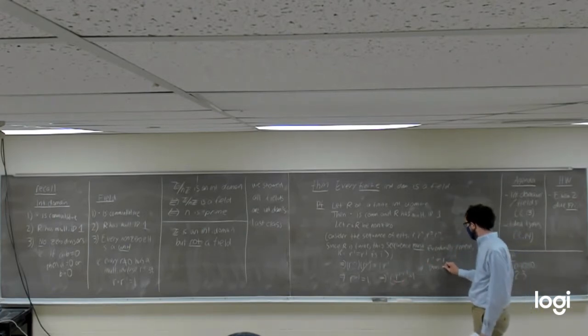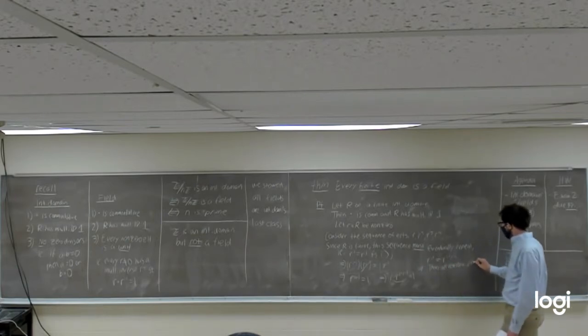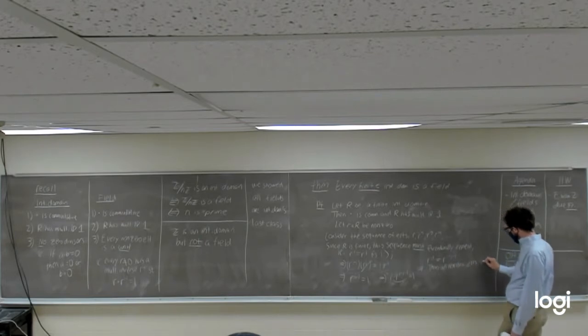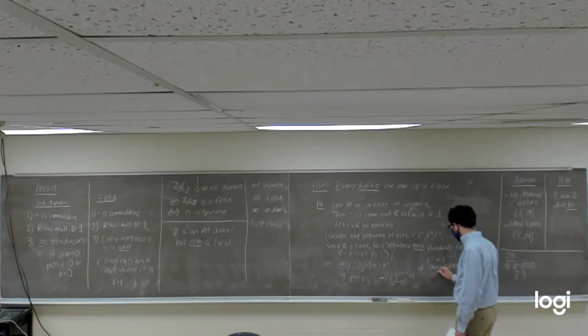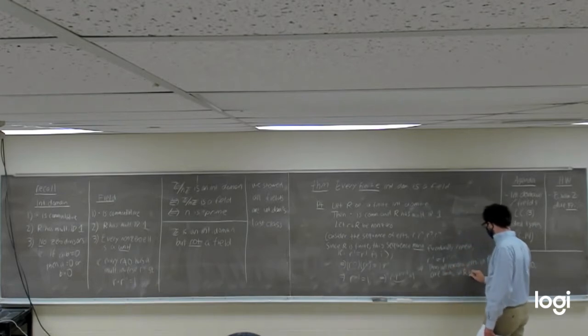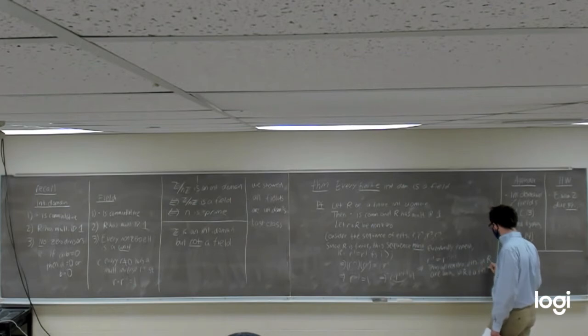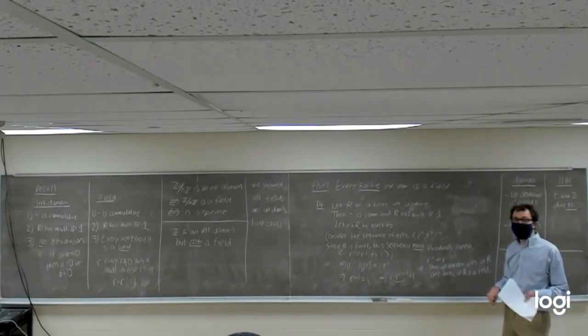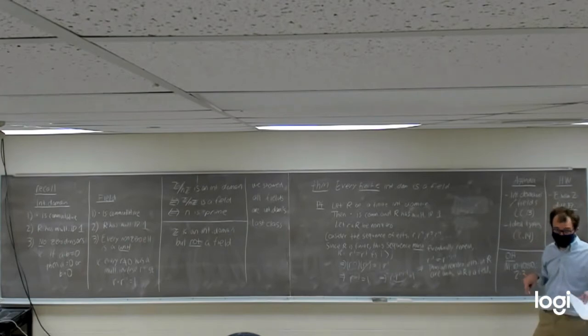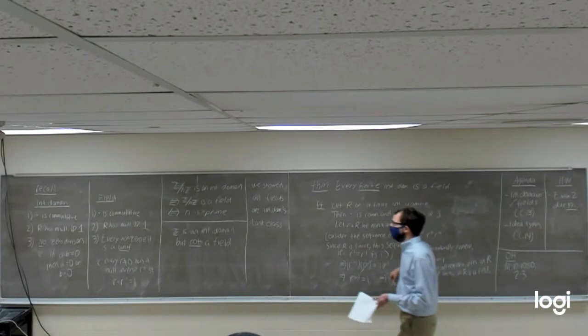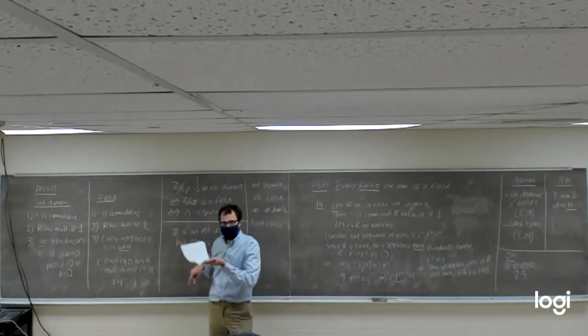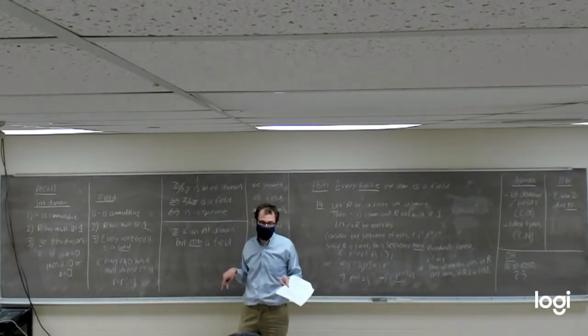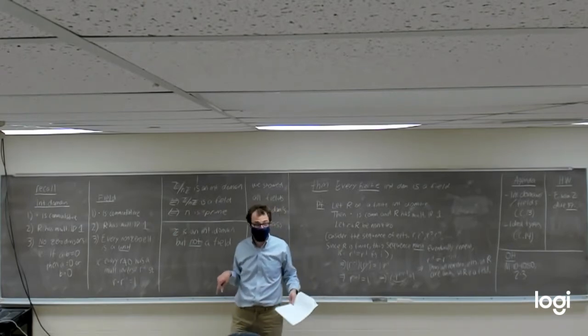Thus, all non-zero elements in R are units. So R is a field. And this shows that any finite integral domain will have to be a field, which automatically will tell you things like Z mod nZ is an integral domain if and only if Z mod nZ is a field, if and only if n is prime.